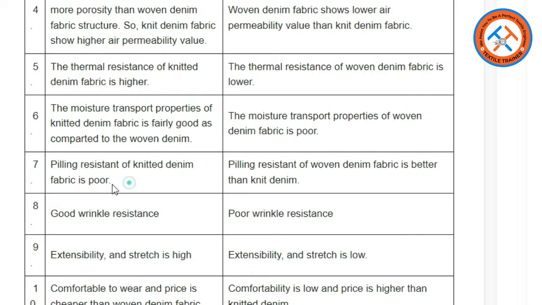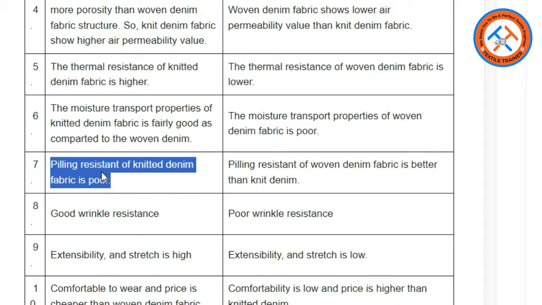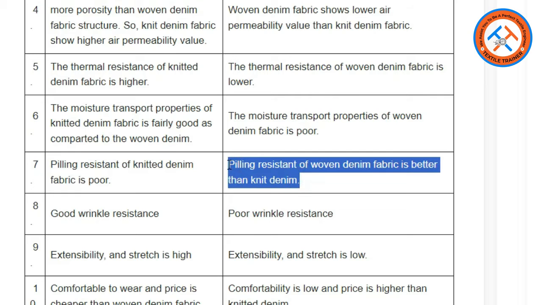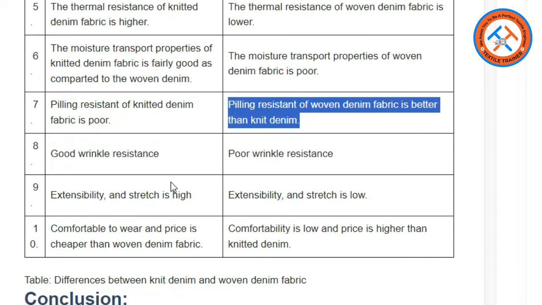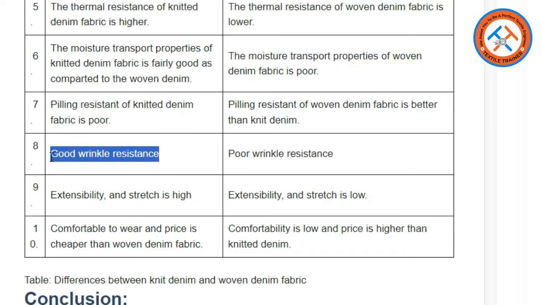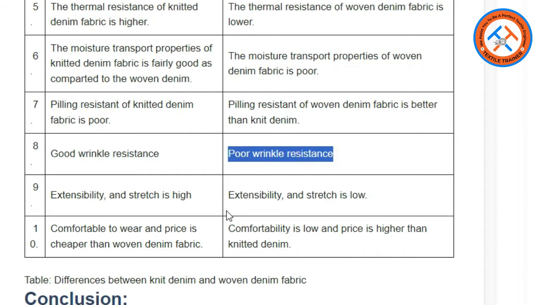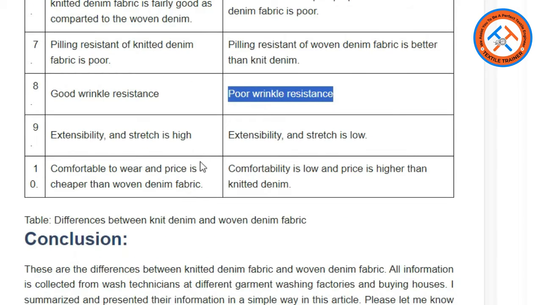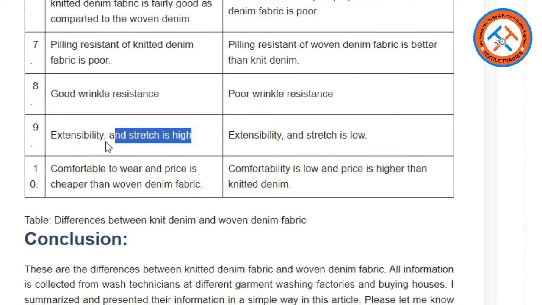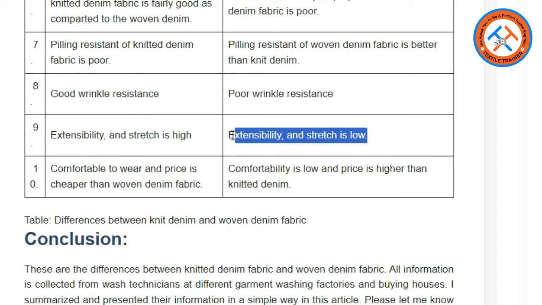Number 7. Peeling resistance of knit denim fabric is poor. Peeling resistance of woven denim fabric is better than knit denim. Number 8. Knit denim fabric shows good wrinkle resistance, but woven denim fabric shows poor wrinkle resistance. Number 9. In case of knit denim fabric, extensibility and stretch are higher, but in case of woven denim fabric, extensibility and stretch are low.